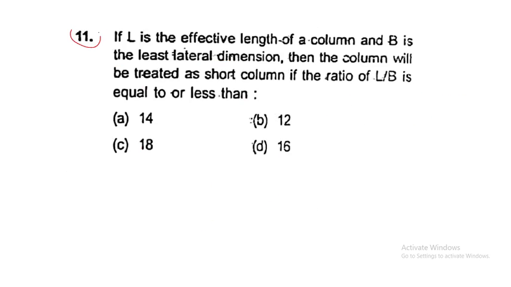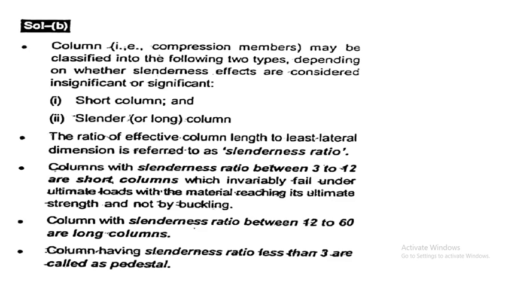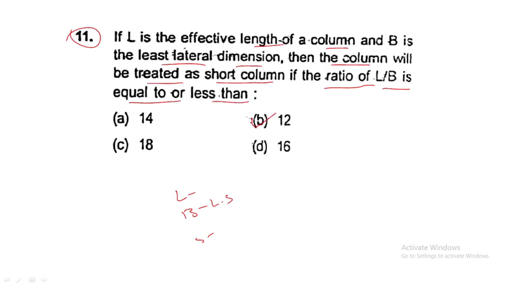Next question. L is the effective length of a column and B is the least lateral dimension. Then the column will be treated as a short column if the ratio of L by B is equal to or less than how much? That is 12.